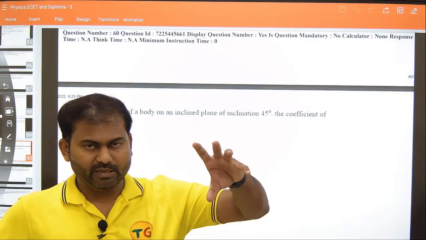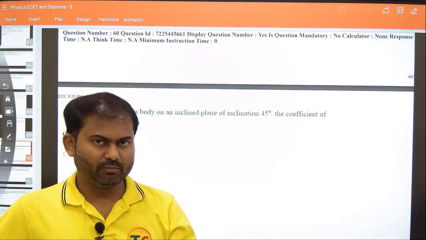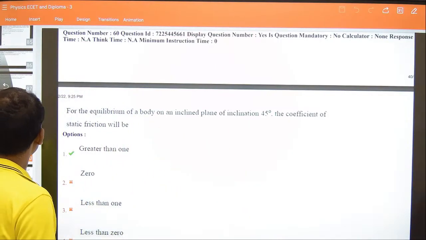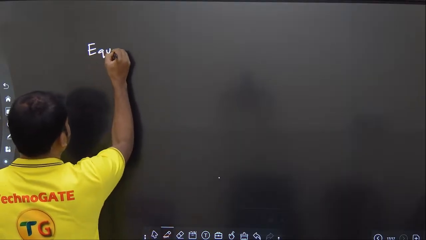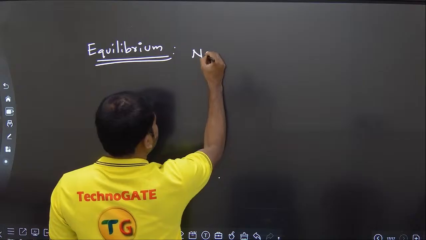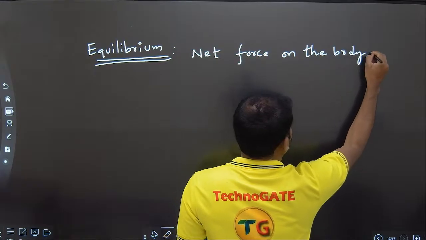It's given that for the equilibrium of a body on an inclined plane of inclination 45 degrees, the coefficient of static friction will be, equilibrium, the body being at rest. I'm not getting into the deeper concept of equilibrium. At this level, if you hear equilibrium, think it is at rest, or rather that the net force on the body is zero. Thinking net force on the body is zero is better than thinking rest. Equilibrium, okay? So you just remember the net force on the body is zero.